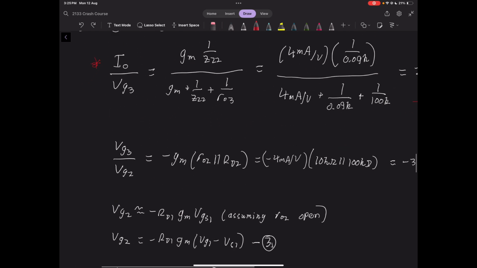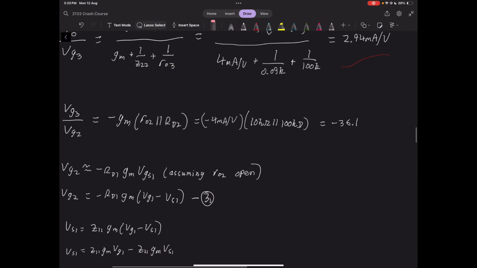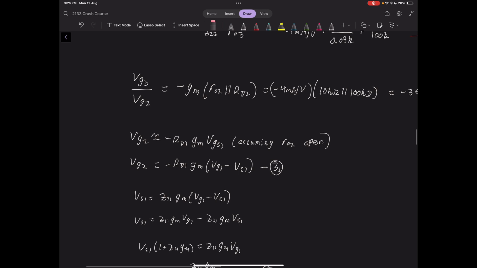this equation here. Again, VG2, this was gm VG2 as our current. Again, the negative sign because it's coming in from the negative terminal. This is very similar to what we did in question 1, times the resistance, which is the two in parallel. That then gives us VG3 in terms of VG2, and we get the gain that way.